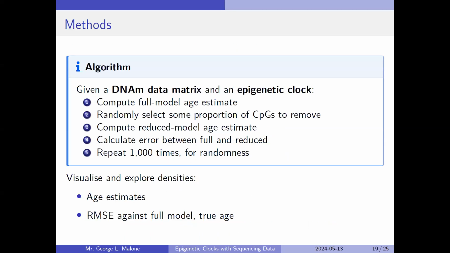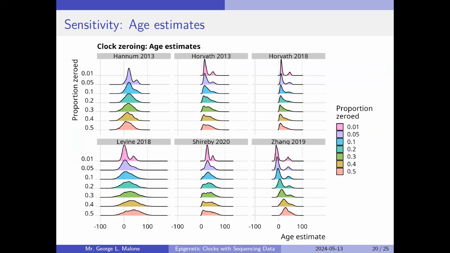So for each block, we compute the full model age estimate, randomly remove some proportion, and compute the reduced model estimate. We do this 1,000 times. To explore it, we'll take a look at densities of age estimates and errors per age. So here are the densities of the age estimates.